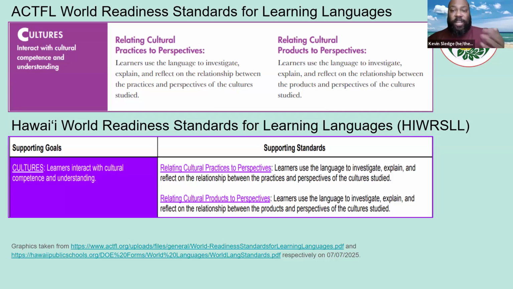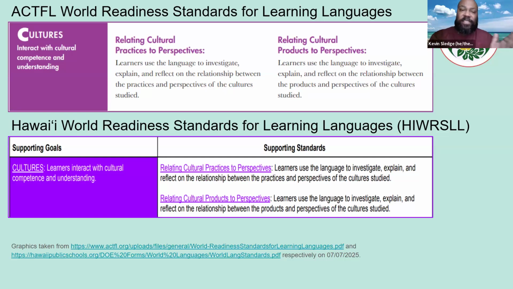And then use the language to investigate, explain, and reflect on the relationship between the products and perspectives of the culture studied. Yeah. And so when we are talking about culture in our classroom and introducing culture and getting students to understand and experience culture in our classrooms, we really should be looking for them to do these things: investigate, explain, reflect on relationships between, again, the practices and perspectives of the culture studied.